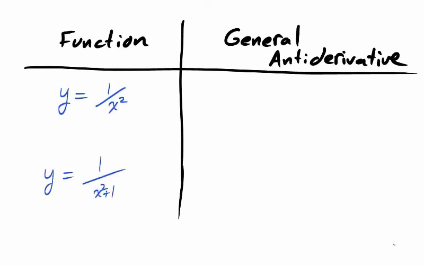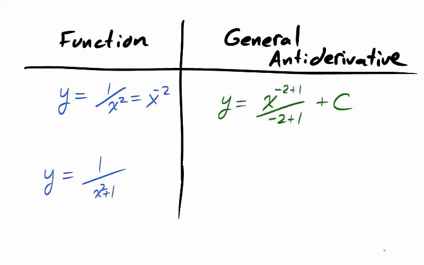Take for instance the function 1 over x squared and 1 over x squared plus 1. As 1 over x squared is really x to the negative 2, and negative 2 is different than negative 1, we know how to calculate the general antiderivative. We're just reversing the power rule. We add 1 to the power and then divide by that new power.